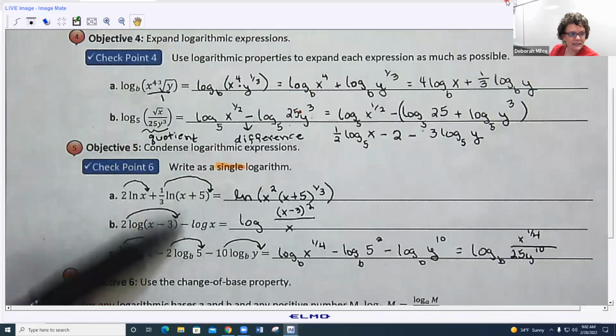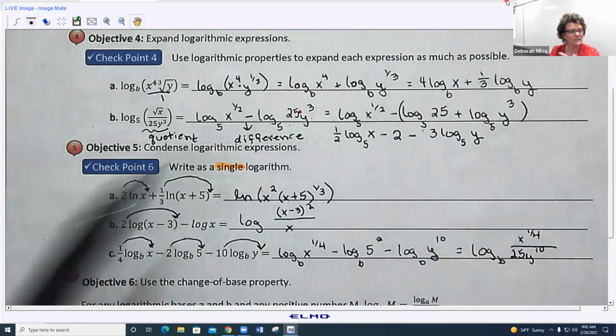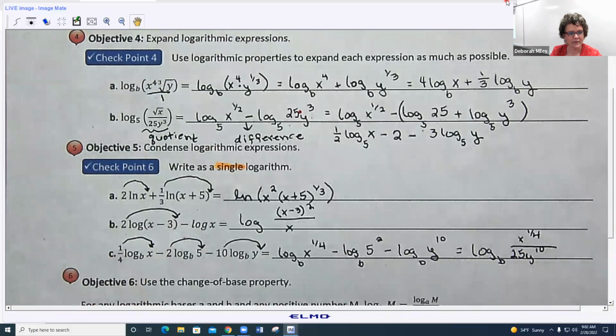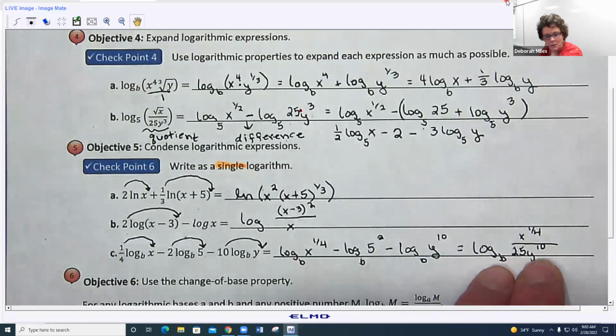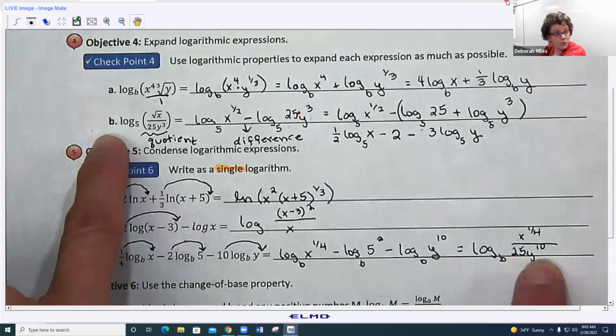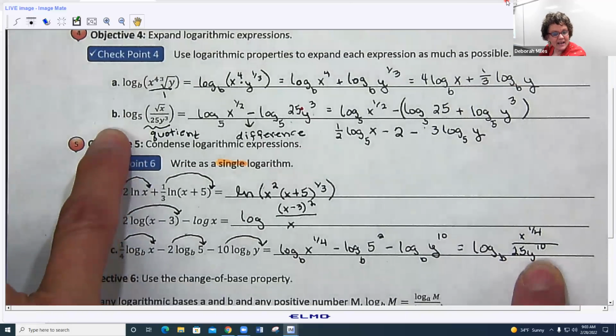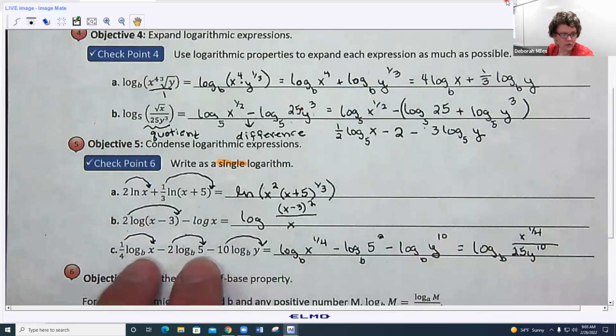These two processes, expanding logarithms and condensing logarithms, are just inverses of each other. They undo each other. You could put our answer to the C part up here as a problem C under checkpoint 4 and take that logarithm apart. This would be the answer when you did.